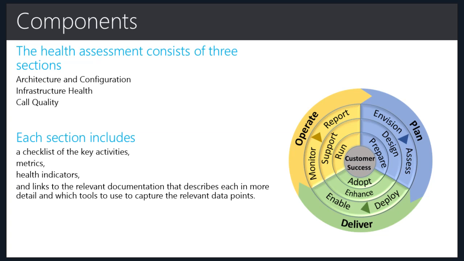The assessment is structured in a way that for each of these sections, there's a checklist of key activities that need to be performed. We do provide the matrix that you need to identify what to look for, as well as the health indicators. So if we have a value of 5, there's guidance that tells you whether 5 is good or 5 is bad, because otherwise you end up with a value of 5, but might not be able to determine whether this is healthy or not.